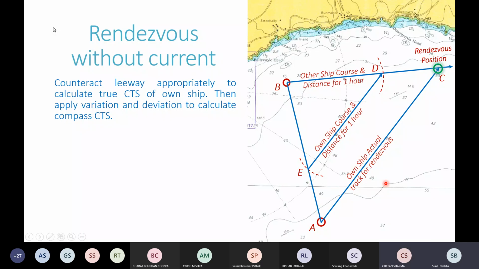Sir, now if we are required to find out the compass course to steer, then we have to apply the variation and the deviation.